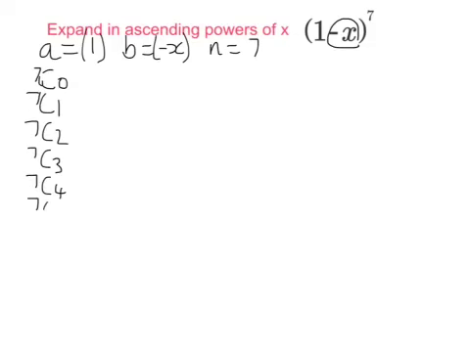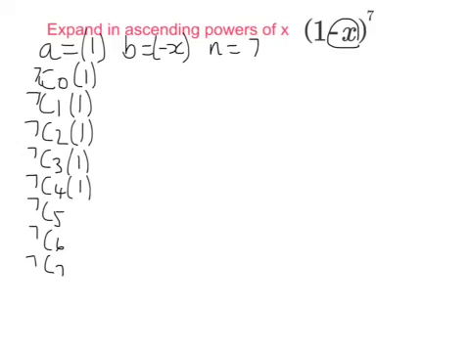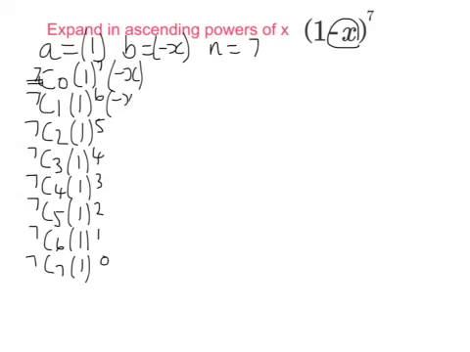Okay, then the a's are going to go in. 1, 1, 1, 1, 1, 1, 1, 1. They're starting off with a 7 and they're going down. 5, 4, 3, 2, 1, 0. Here come the b's. Minus x, minus x, minus x, minus x.